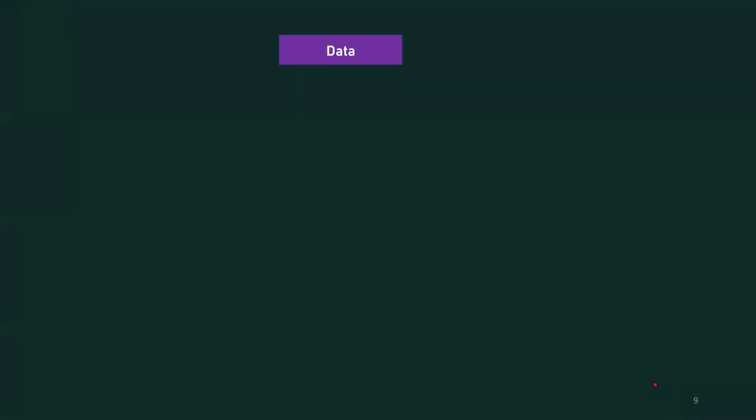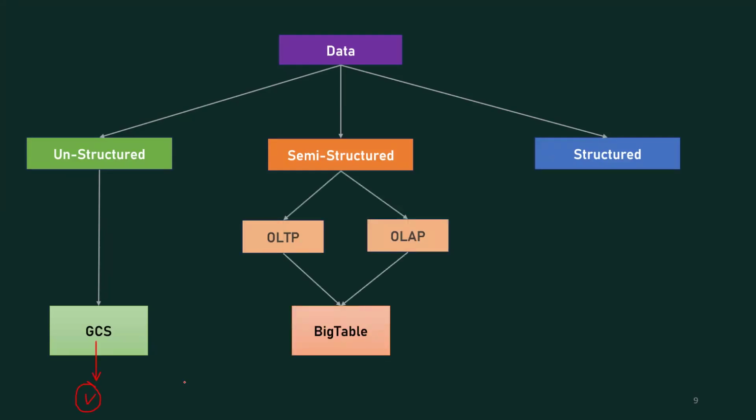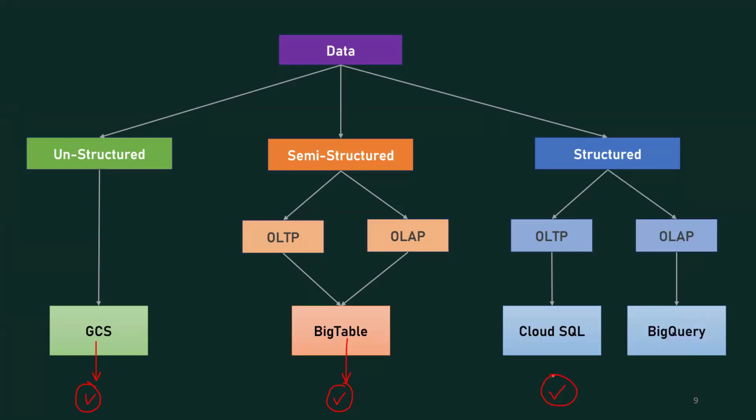Next, we are going to cover the basic data engineering tools as well. If I have data, it is categorized into unstructured data, semi-structured data, and structured data. For unstructured data, we are going to look at GCS, and have a basic idea of what GCS is and how to work with it. For semi-structured data, we have OLTP and OLAP, and we are going to cover the basic idea of Bigtable. For structured data, we have the OLTP system, that is Cloud SQL, and for OLAP, BigQuery. These are only basic ideas, guys.